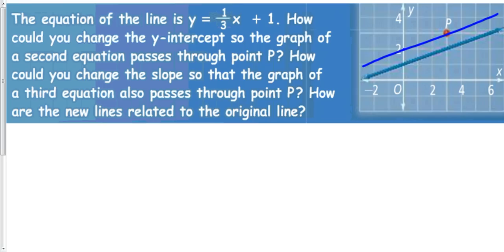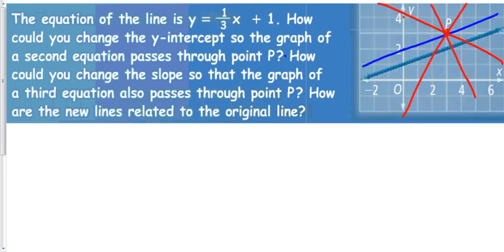So from right here, how could you change the slope so that the graph of a third equation also passes through point P? Well, instead of drawing a line that had a slope of +3, let's draw a line that has a slope of -3. So that would be a line that looks like this, which does go through point P. Okay? Now that's not the only line I could draw through point P. I could draw a line like this. I could draw a line like this. In fact, I can draw an infinite amount of lines through that point, all with different slopes.